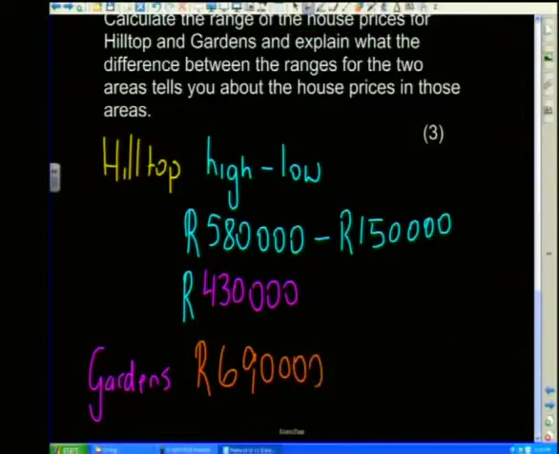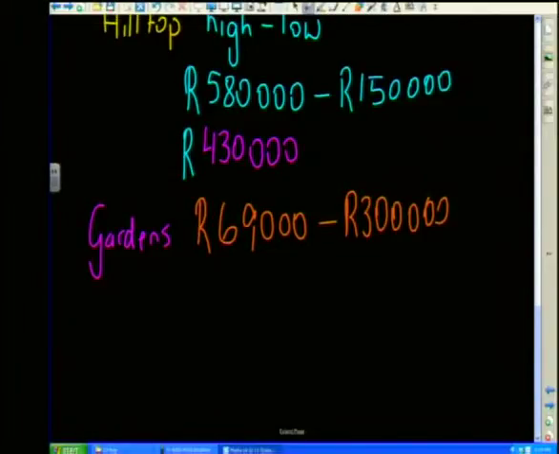And the lowest, too many zeros, I think. And the lowest was 300,000. Am I right? Okay, and what's our total here? Our total here is 390,000.